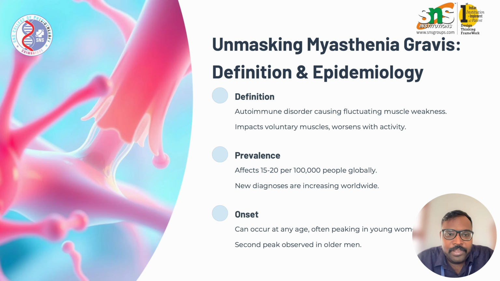in the human body. The prevalence study shows it affects 15 to 20 per 1 lakh globally. Around the world, 15 to 20 people will be affected by this. And onset can occur at any age, peaking higher in young women than men. So the next peak is in older men. So these two terms are most important for the onset.